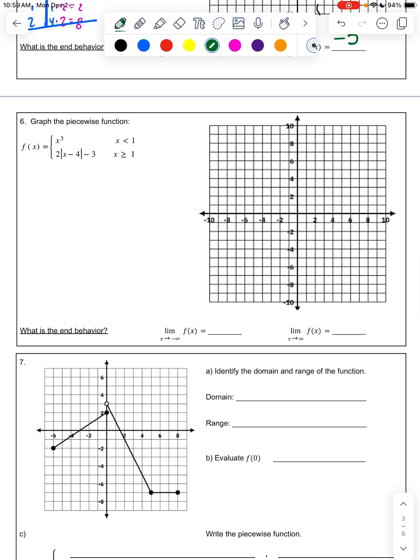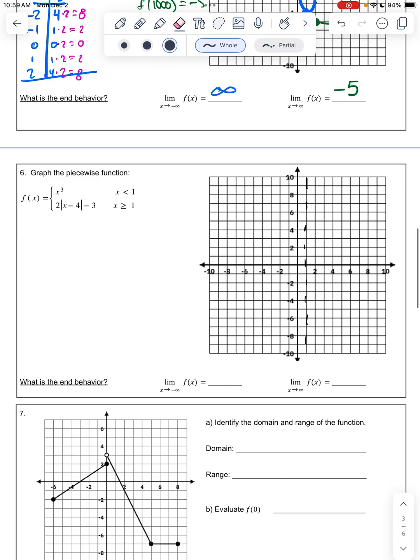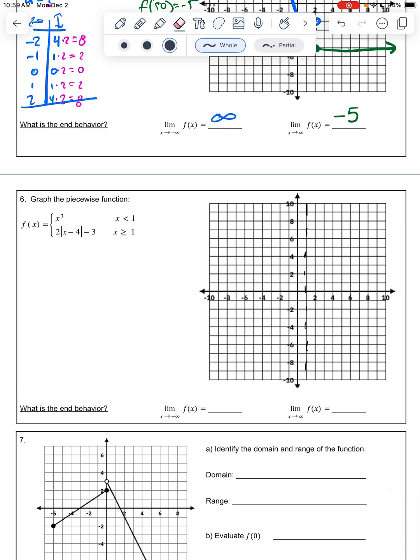Number 6, boundary at x equals 1. Oh, did not clean up that boundary on the previous one. Let's go back and do that. Erase, erase, erase the fence, and there we go. Okay, this one, x equals 1 has the boundary because that's where it changes from piece 1 in blue to piece 2 in green.